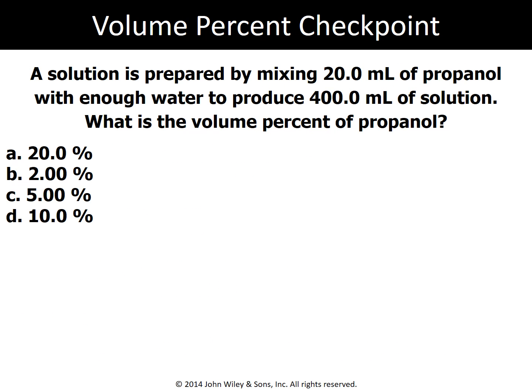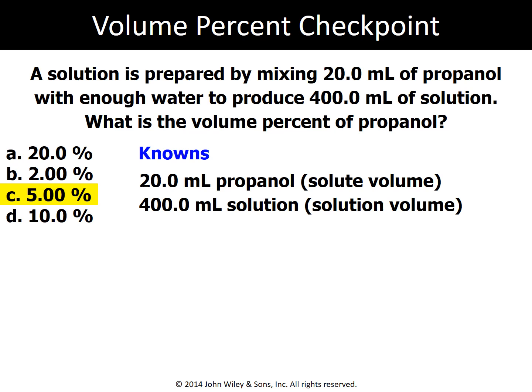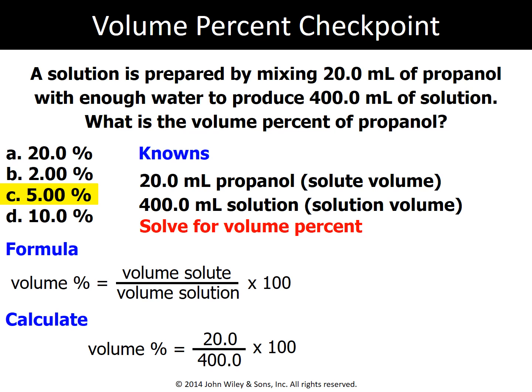Volume percent checkpoint. A solution is prepared by mixing 200 milliliters of propanol with enough water to produce 400 milliliters of solution. What is the volume percent of propanol? It's only going to be 5% here. This one's very straightforward. Looking at 20 over 400 times 100, giving us 5%.